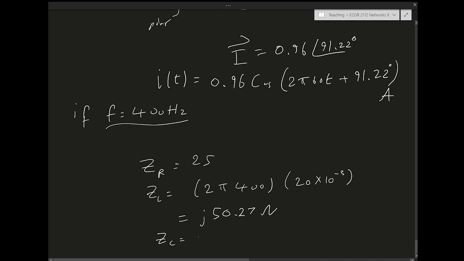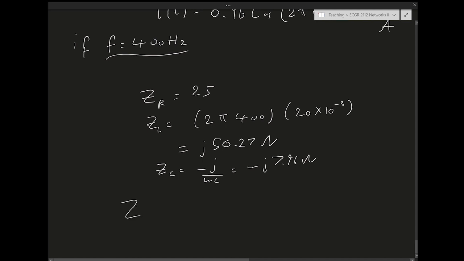And ZC is equal to minus j over omega C, which, if we do the number crunching, is going to be minus j 7.96 ohms. So the total impedance is going to be the sum of those three, which is 25 plus j 42.31, which in polar form is 49.14 at 59.42 degrees. Notice something curious happening here.